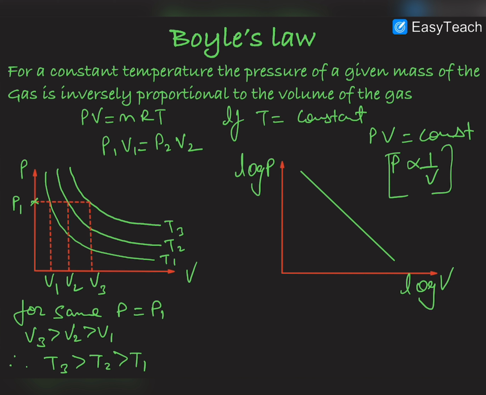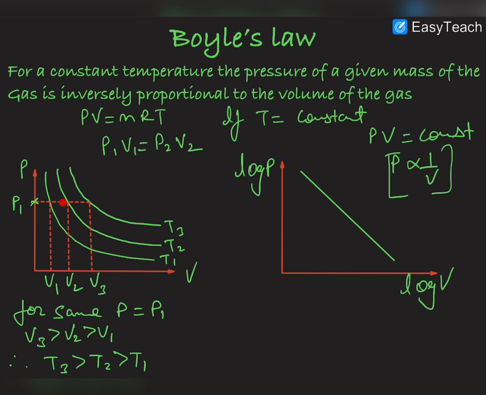You know that according to the ideal gas equation, PV is equal to nRT, and if T is constant, then the pressure of the gas is inversely proportional to the volume of the gas. You can also say that at constant temperature, P1 V1 for that gas is equal to P2 V2 for that same gas. So if you plot the graph between P and V, this graph would be a hyperbola.